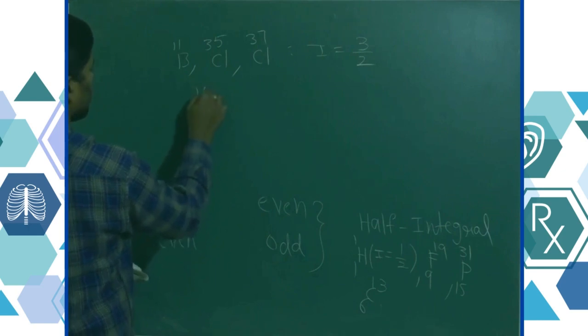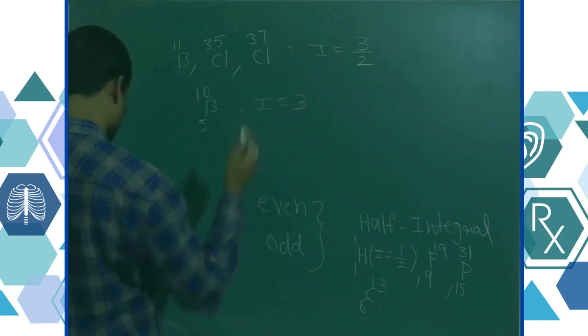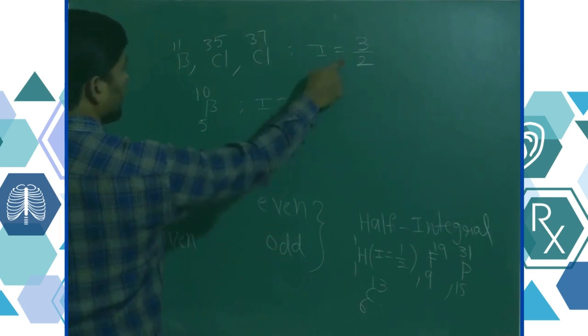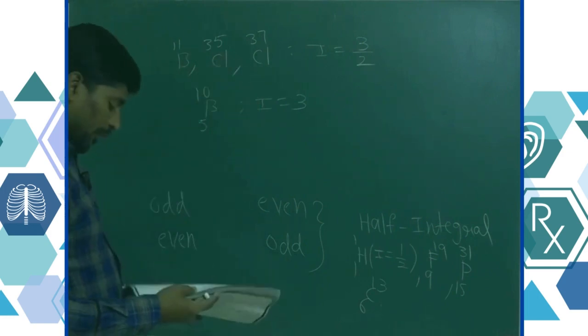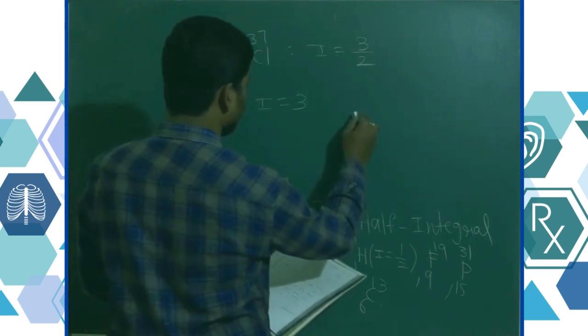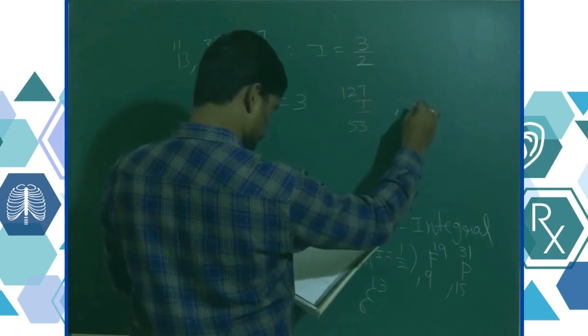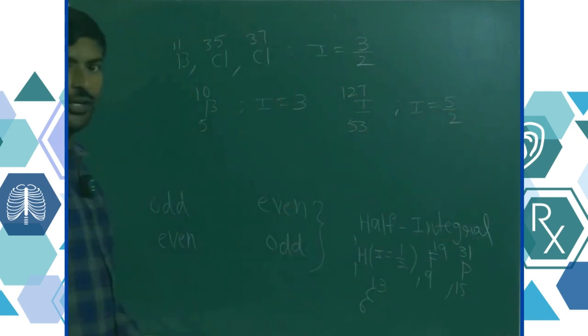Boron 10 and boron 11. For one of them, the I value is 3. The nuclear spin quantum number is 3. And now here, half integral spin and odd even combination we make it. Iodine 127, I value is 5 by 2. Mainly you may remember these examples.